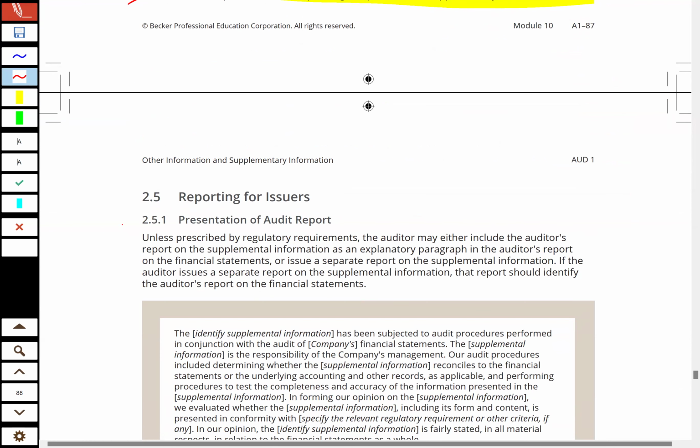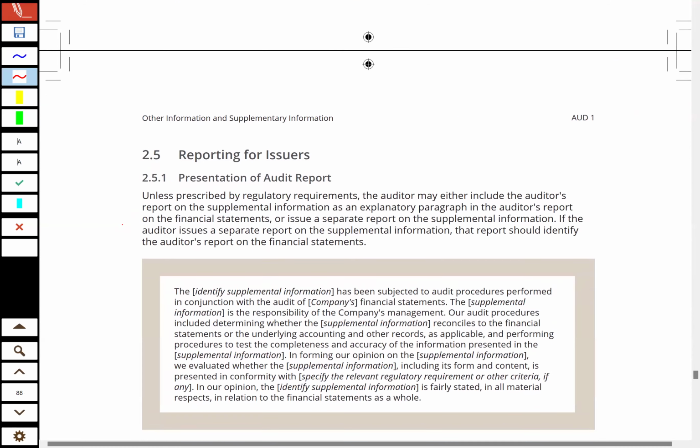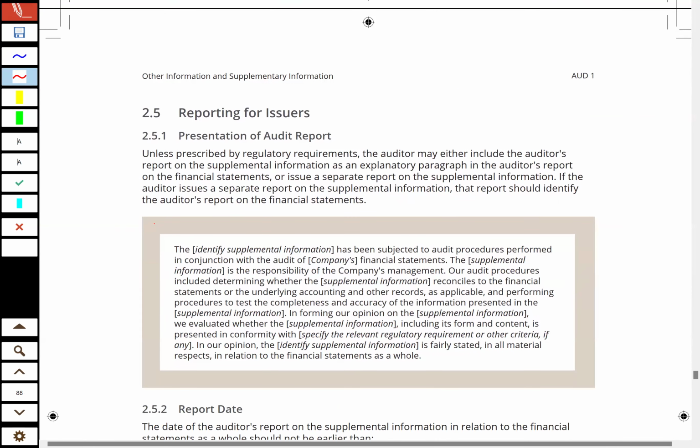Okay, and let's come over and look at presentation of the audit report. Unless prescribed by regulatory requirements, the auditor may either include the report on supplemental information as an explanatory paragraph in the auditor's report, or issue a separate report. And again, if the auditor issues a separate report on supplemental information, the report should identify the auditor's report on the financial statements.